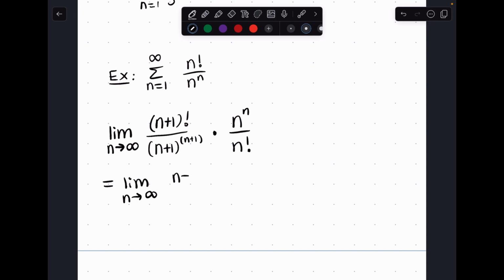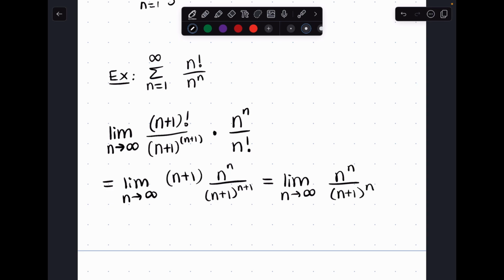So we've got n plus 1 times n to the n over n plus 1 to the n plus 1. We get some more cancellation with the n plus 1s. So we get n to the n over n plus 1 to the n. Well, if you take the limit as n goes to infinity of this and consider what would end up being the leading terms, this is 1. So ratio test is inconclusive. So we have to try another test.